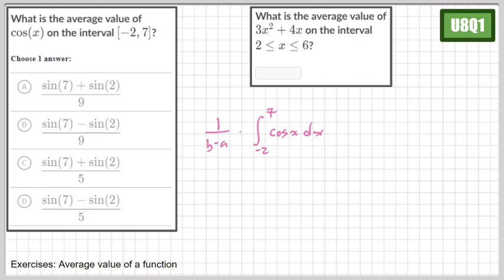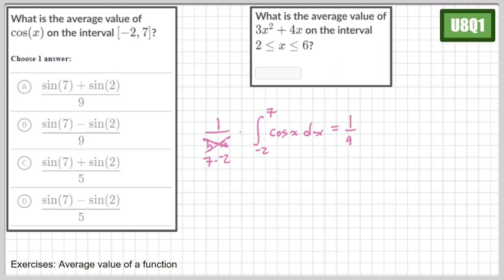Are you guys still with me still? Yes. Okay. Now, if I simplify this, actually, I wouldn't write b minus a. I would write 7 minus -2. If I simplify this, that would be 1 over 9, right? 7 minus -2 would be 9.